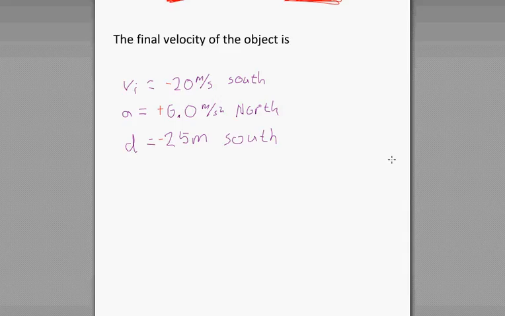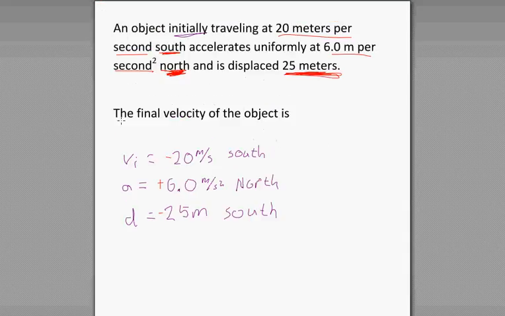Okay, so this is what we have. Now we need to look at the question real quick. The final velocity of the object is, so we're looking for our final velocity, so I'm going to put that right here. Final velocity equals a question mark. So this is what I have, and this is what I want to find.